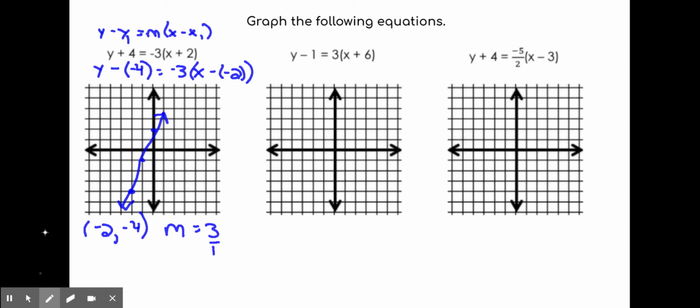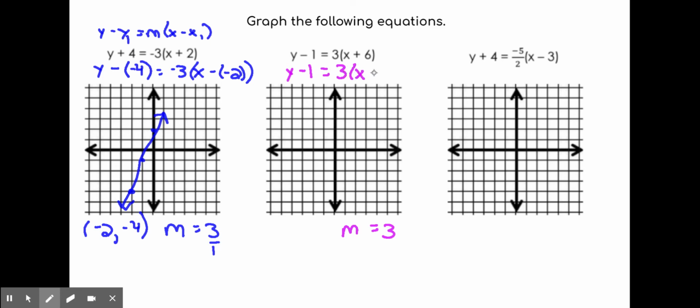Okay, let me do one more before I turn you loose on it. So this time my equation is y minus 1 equals 3 times the quantity x plus 6. So that means my slope is 3, right? That's always going to be the number in front of the parentheses. So I need a minus y minus y1 and x minus x1. This one's already done, right? So that's already minus 1 equals 3.